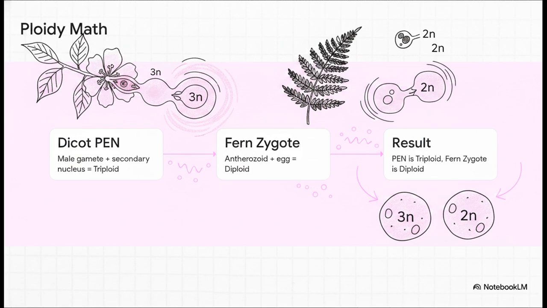Therefore, our final result is the PEN is triploid and the fern zygote is diploid. See? If you understand the life cycle, you absolutely always get it right.